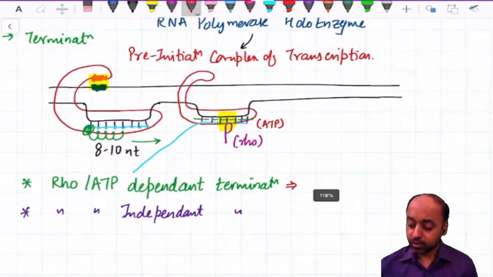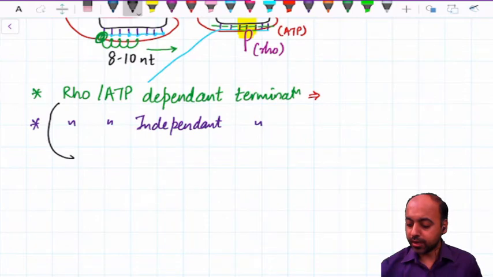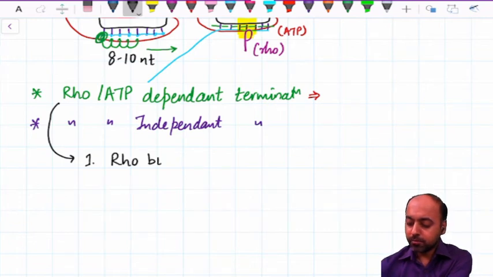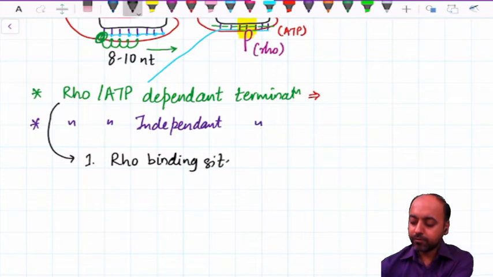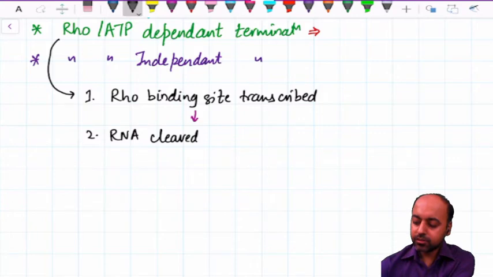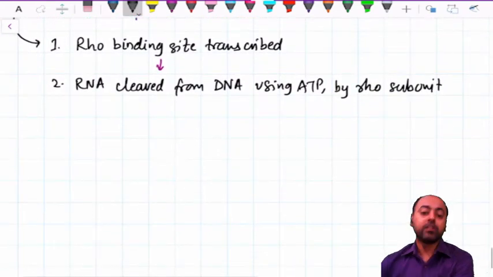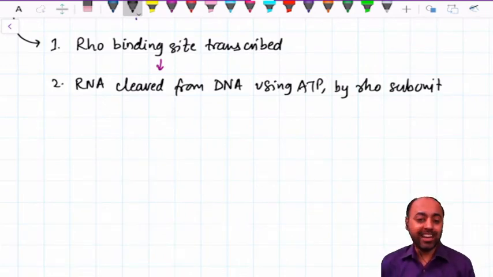So let's try to summarize what is happening. In case of rho or ATP dependent termination, the first condition is the rho binding site is transcribed. When the rho binding site is transcribed, the RNA is cleaved from DNA using ATP. Who's doing the cleavage? By the rho subunit. The rho subunit will cleave the RNA from DNA using ATP.